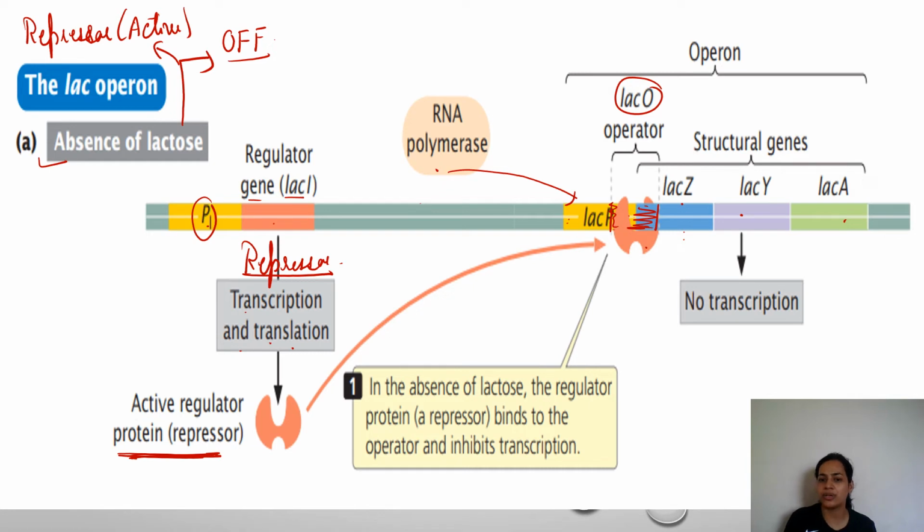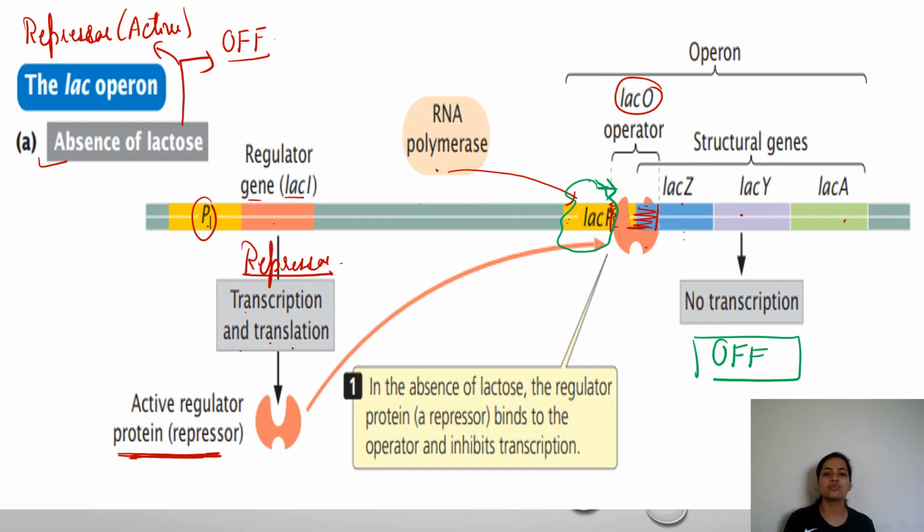ये RNA polymerase, if I'll just change the color of RNA polymerase, if this one is the RNA pol, it is unable to move further. Why? Because this repressor which is bound to the operator is creating a hindrance. ये यहाँ पे एक restriction जैसा काम कर रहा है, ये उसको आगे बढ़ने नहीं दे रहा. As a result, there is no transcription or translation for this particular gene, and we will say the operon is said to be switched off.